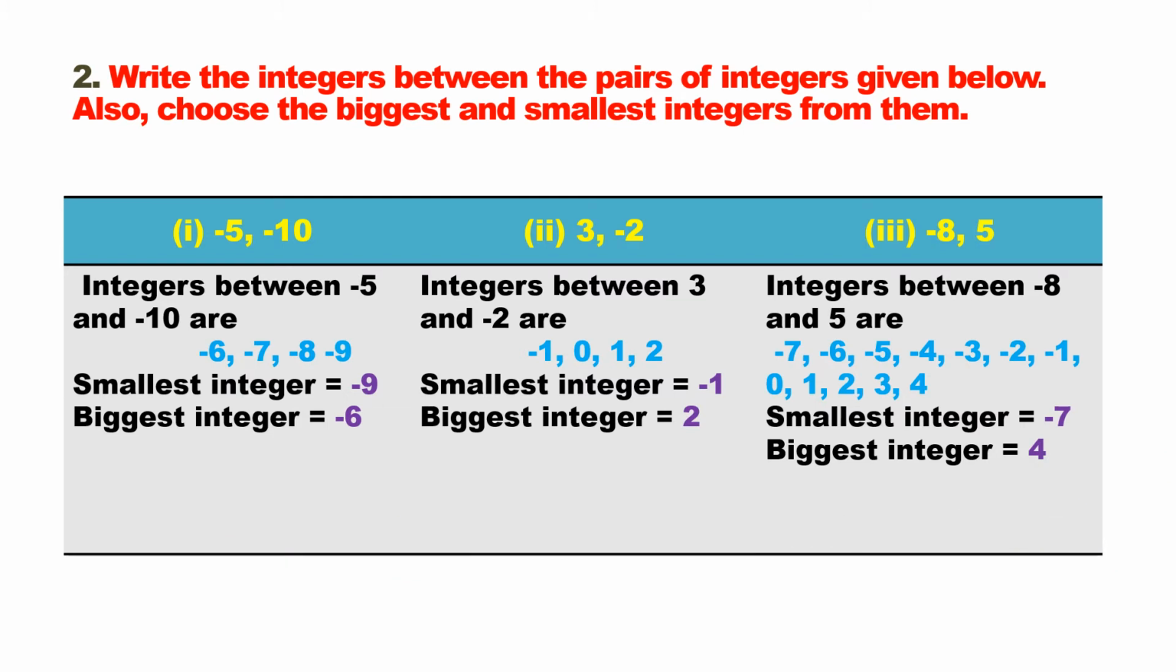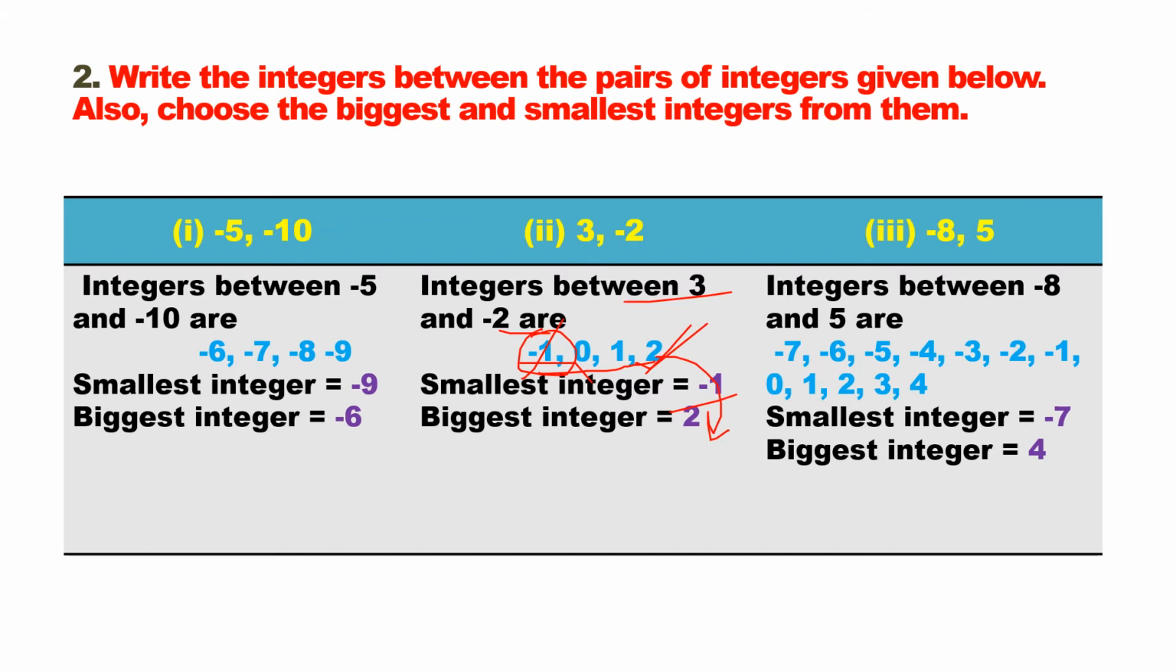So here, between 3 and minus 2: minus 1, 0, 1, 2. The smallest integer is minus 1. Here I am comparing negative and positive numbers, which means a positive number is always the big one. So 2 is the biggest one and minus 1 is the smallest.